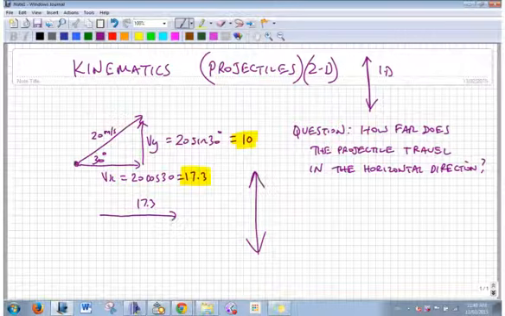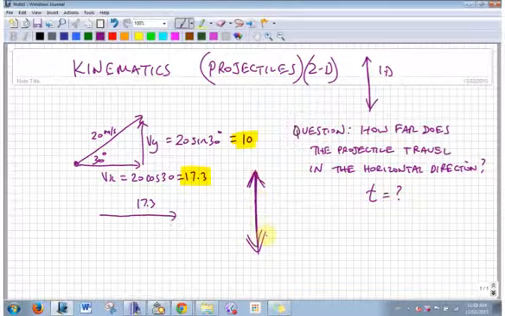But vertically, I don't care. This is constant. Until it hits the ground, it's doing that speed. So all I need to know to answer this question is, how long? What's the time? How do I find out the time? By analyzing what's going on vertically, because that's the determining factor on when it hits the ground. How strong gravity is going to suck it back down to Earth.